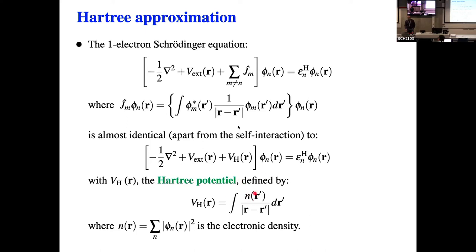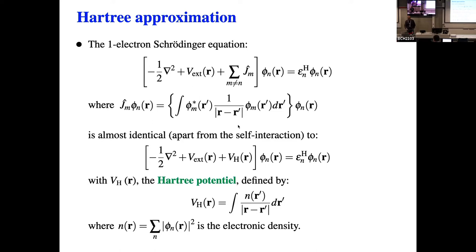So we put the full density, and not, in this case, what we have just seen, the sum over M different from N. What we usually do in the solid-state community is to introduce this Hartree potential. The only difference between the two is simply this case here where M is different from N. In this case, you take all the electrons.